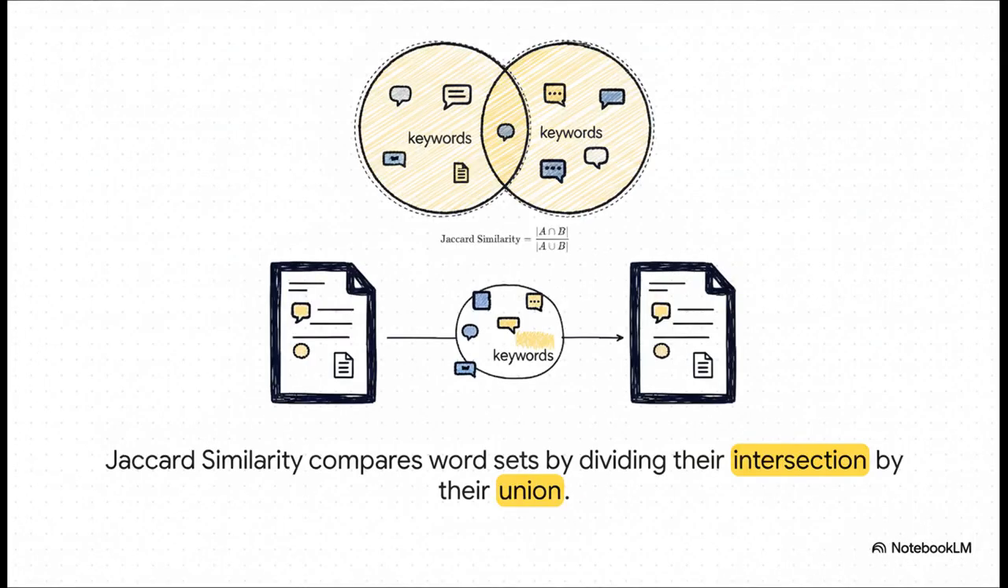Now, Jaccard similarity takes a different approach. It's much simpler. It just looks at the unique words in 2 documents and asks a basic question. What percentage of the total words are shared between them? It's really intuitive and works great when you're just comparing simple sets of keywords.